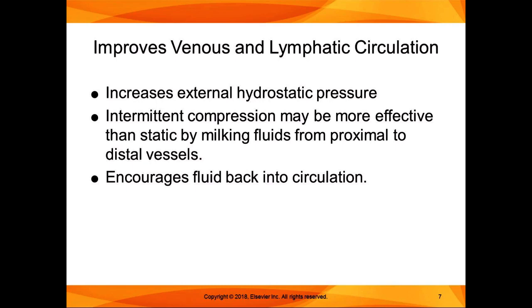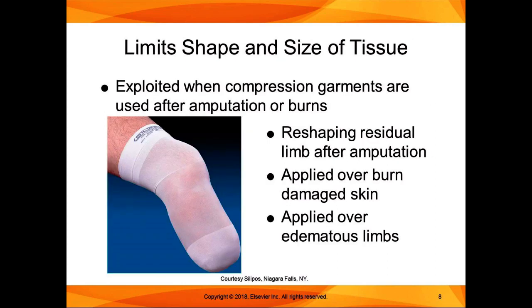So we'll look at some various types of intermittent and constant compression. It limits the size and shape of tissue, and this is used when compression garments are used after amputation or burns.